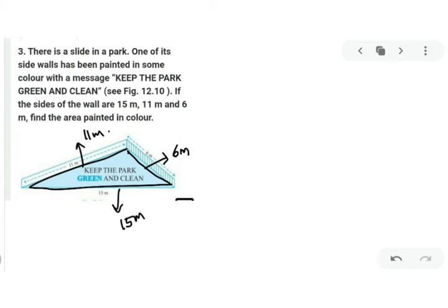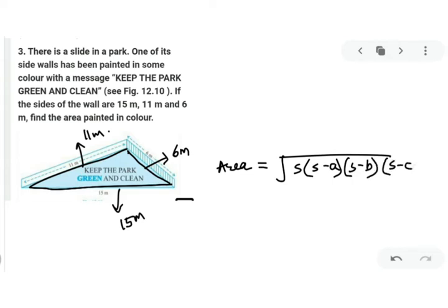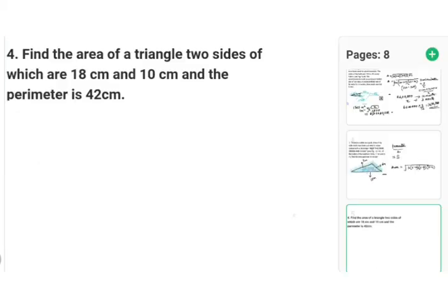Now as I said, you have to use Heron's formula for finding area. That will be the square root of S times (S minus A), that is the first side, (S minus B), that is the second side, (S minus C), that is the third side. For that, first you have to find the perimeter and divide by 2 so that you get the value of the semi-perimeter. Once you have everything, put it into the formula and get the value of area.